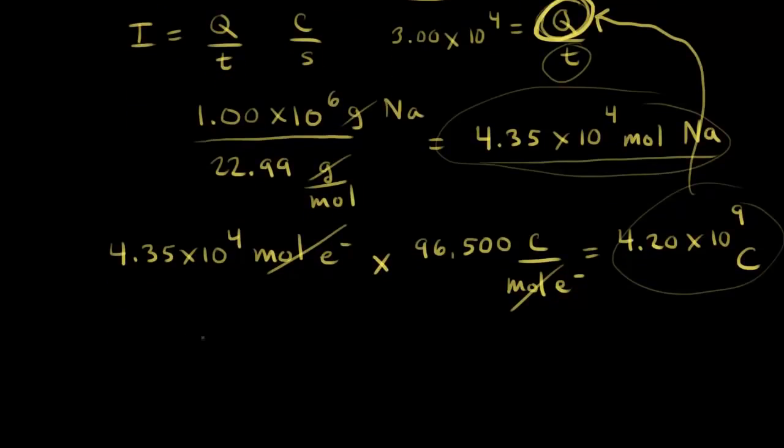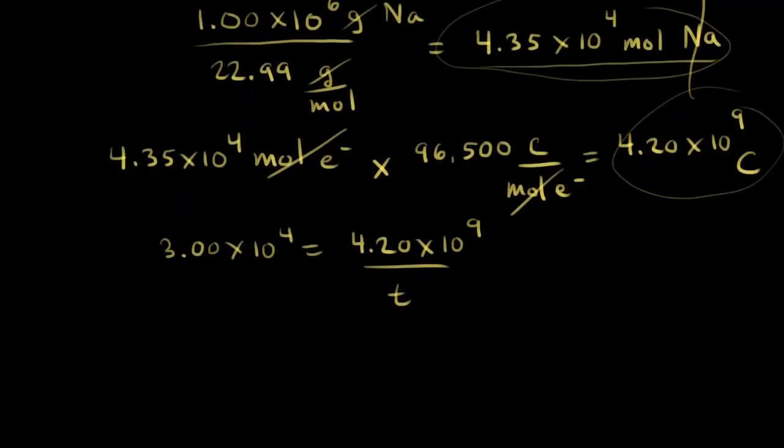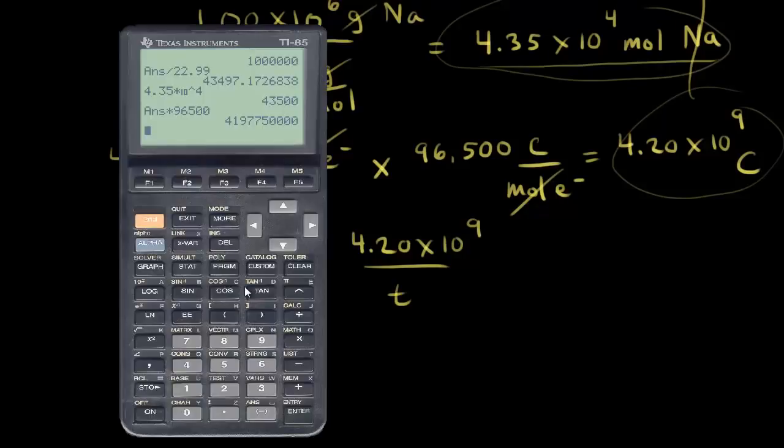We have 3.00 times 10 to the 4th. That was our current. And current is equal to charge over time. So our total charge is 4.20 times 10 to the 9th, and that's all over the time. So to solve for the time, we just need to divide this number.